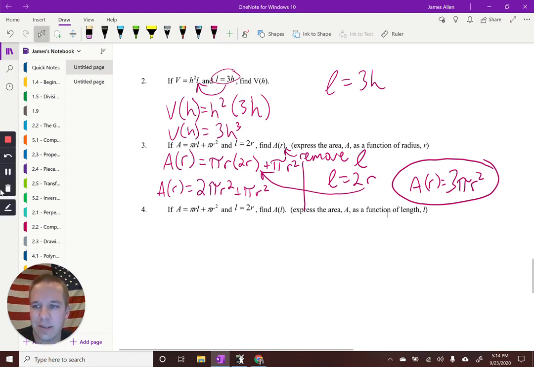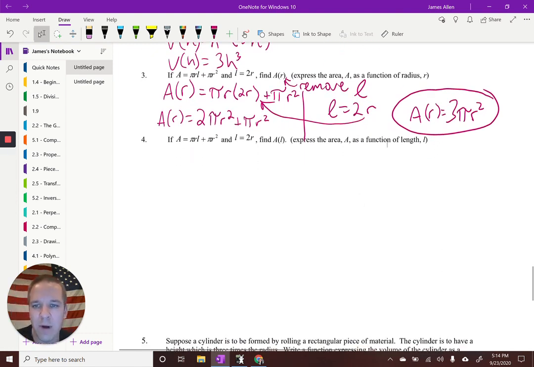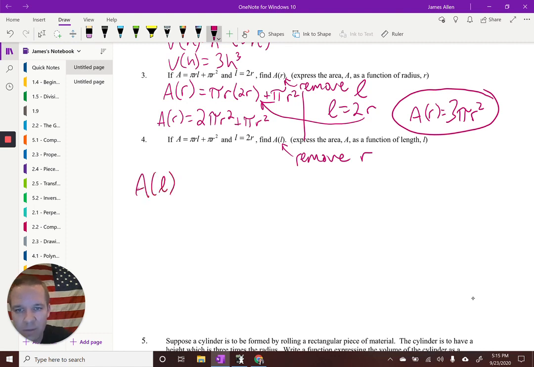All right. This last one here is a little bit different for number 4. And we've got one more problem after that. I've got same setup, but this time we want A of L. Well, that means remove r. Okay, so we only want L in our final function. So I'd have A of L is equal to pi, replace the r, L, plus pi, replace the r, squared.